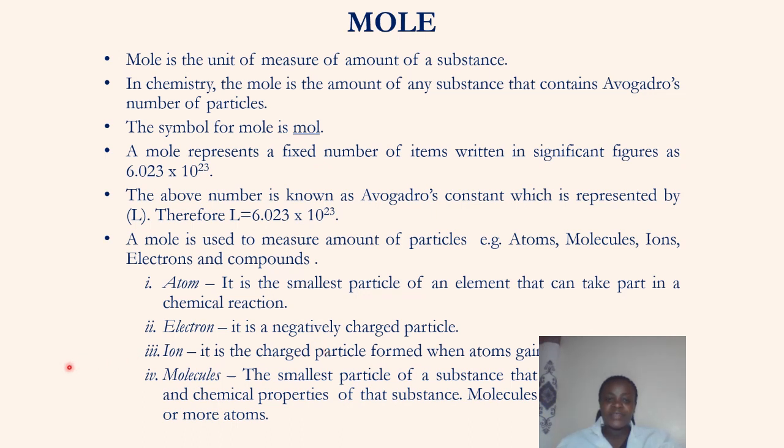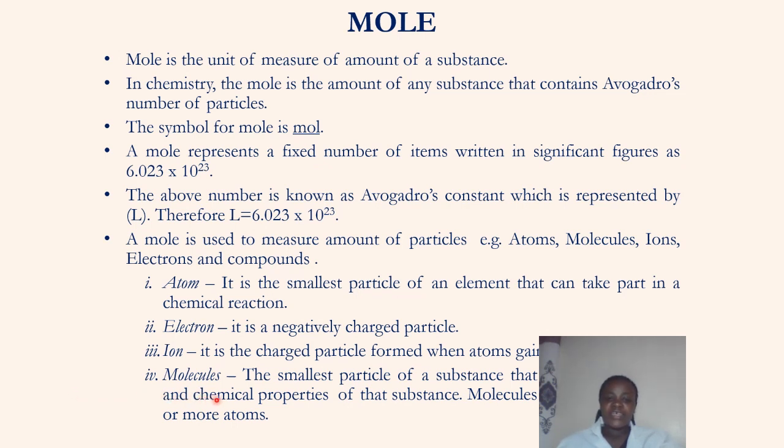The other particle we are going to look at is an ion. We defined an ion as a charged particle formed when atoms gain or lose electrons. So an ion is a charged particle. It can be positively charged or negatively charged. Then the other term is molecules.